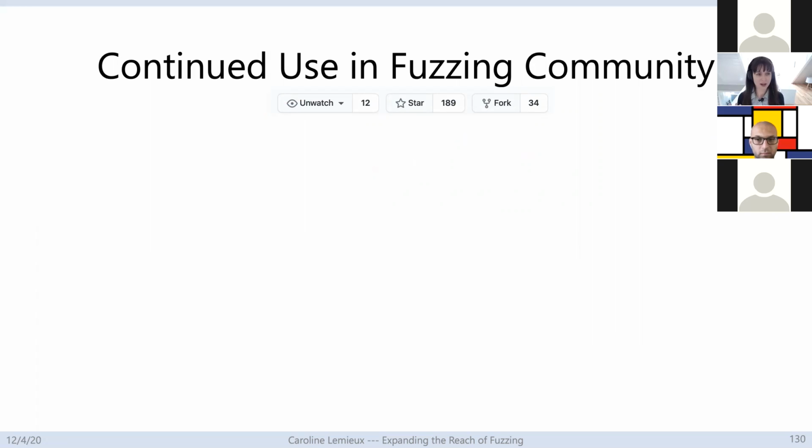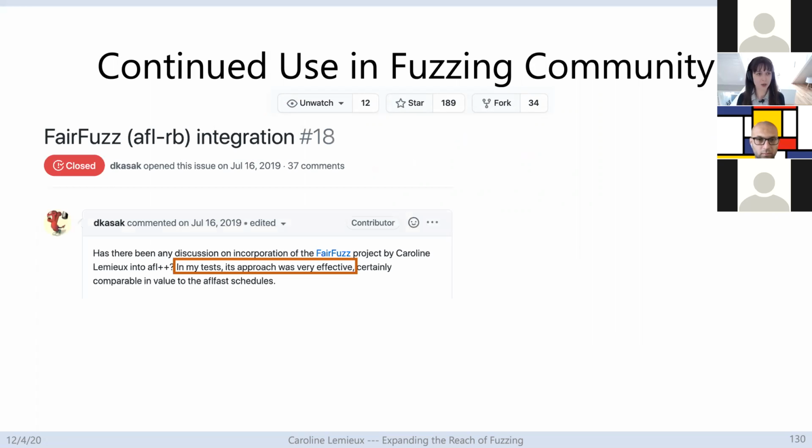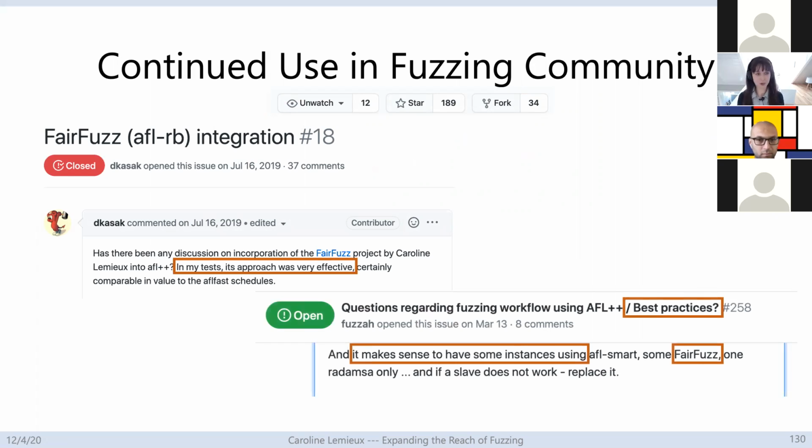Because of that, a lot of folks have built on it in the fuzzing community. People have asked for it to be integrated in the state-of-the-art coverage guided fuzzer, AFL++. And when folks have asked what they should do as best practices in their fuzzing, experts have suggested that you should definitely use FairFuzz as one part of your fuzzing deployment. So FairFuzz is very nice.